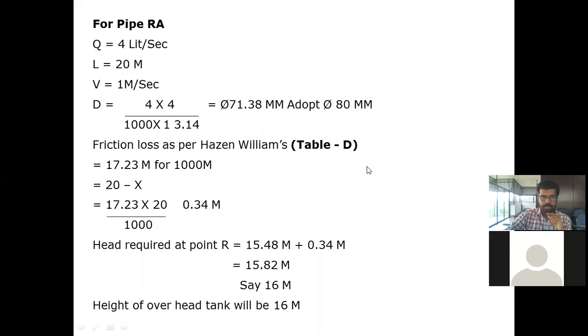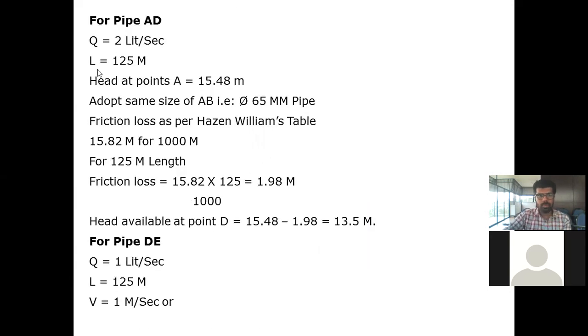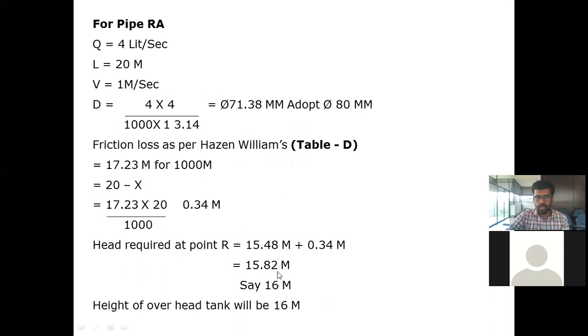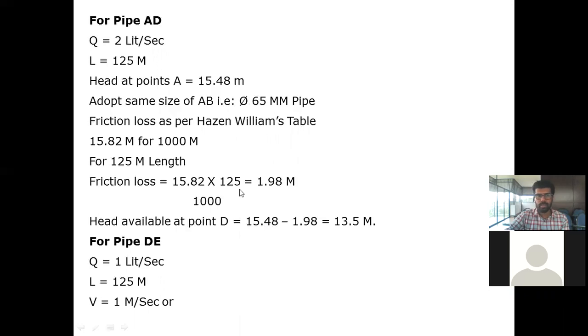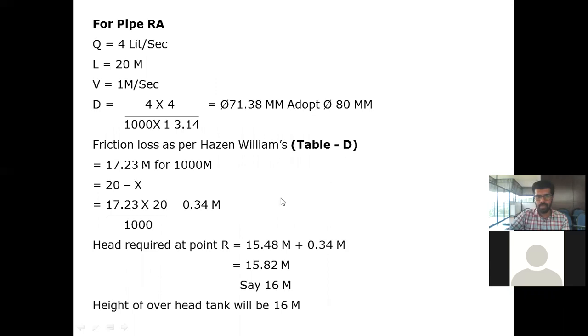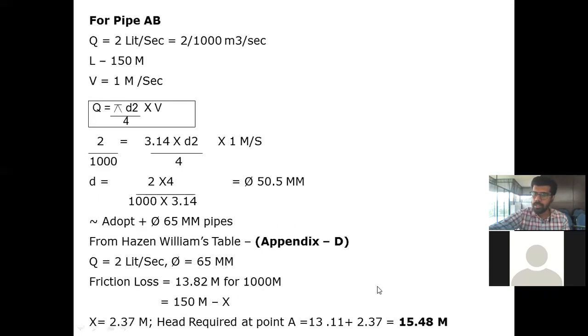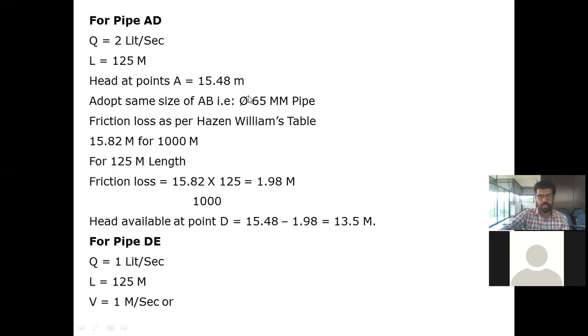So let's see AD. This length is 125. At that point A, we have already found out it is 15.48. Adopt the same size of AD because we have already found for 15.48 its diameter is 65. So just give that diameter already there. So adopt the same diameter 65. Head we already know. Pipe we can just assume it as 65 because we have already found out.